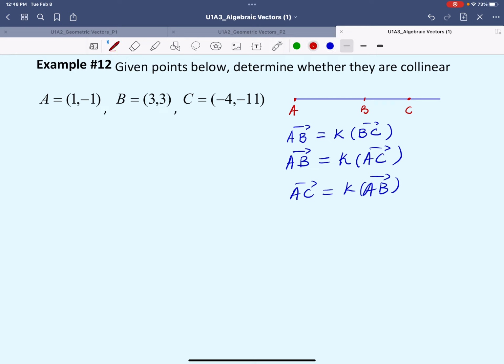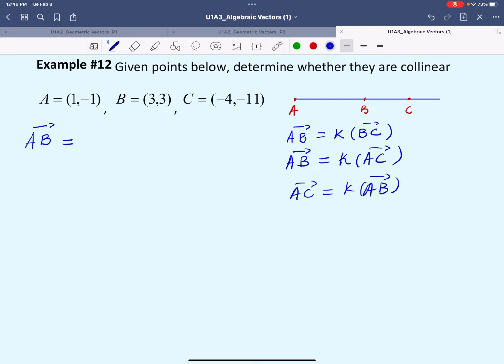But if they are not lying on the same straight line, it means that it will be impossible for us to find the value of k that can make that happen. So let's get started then with our question. So how do we determine that they're collinear? We're going to start from this statement here. And as you can see, we need to find the vectors to compare because what we're given is simply the coordinates of a point. And what I'm going to do is compare vectors AB with BC.